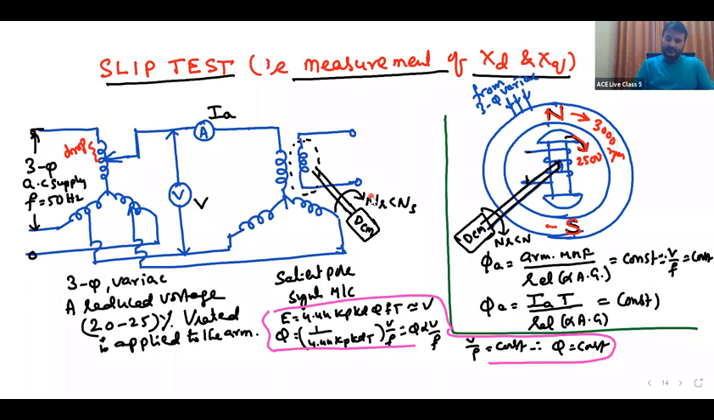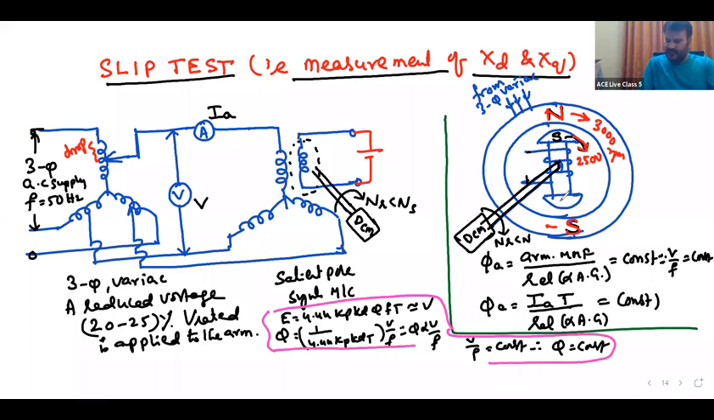Second reasoning: the field winding is open circuited. Instead of that, if the field winding is excited with DC, say if I give a DC supply, what is going to happen? When a DC supply is given, poles will form. Rotor poles are going to be formed. Yes, rotor poles will form.